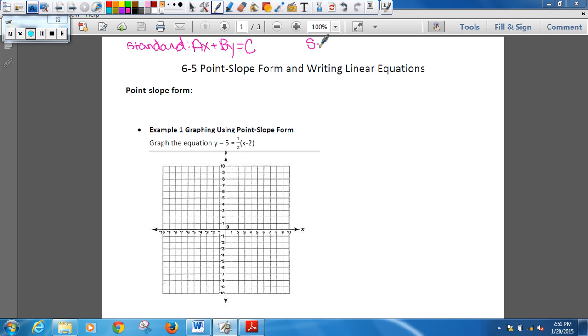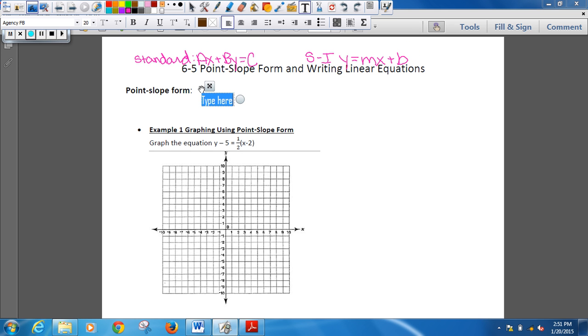We use slope-intercept form, which is y equals mx plus b. That one is a good one to use when you need your slope or your y-intercept. Today then, our point slope form is just the third form to write a linear equation.